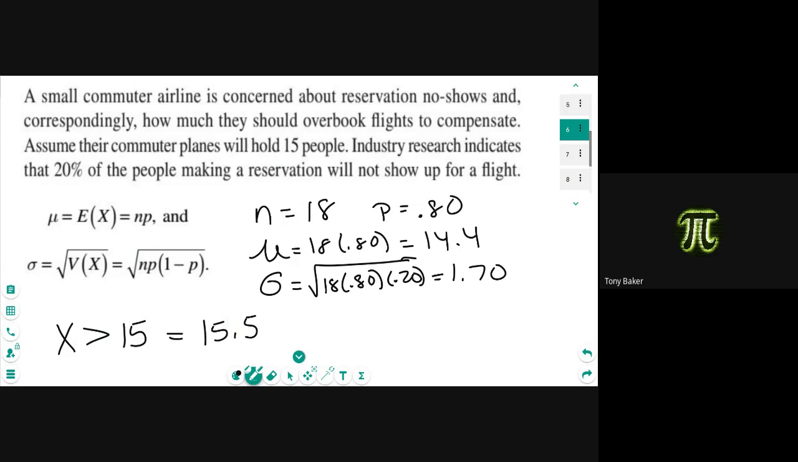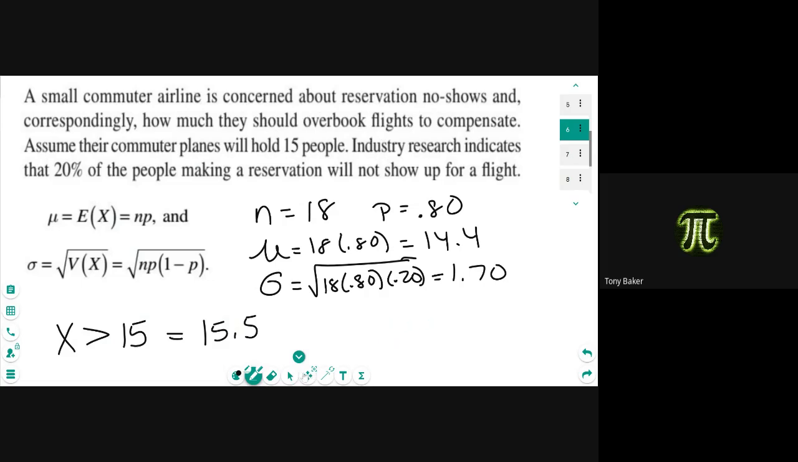That's because it says greater than 15. In essence, what I really want in this problem is only 16, 17, and 18, but I'm not doing it that way in this calculation. So greater than 15 is 15.5. Always use a half. If it was less than 15, I would do 14.5. If it was 15 and less, then I would use 15.5 because I want to include the 15.